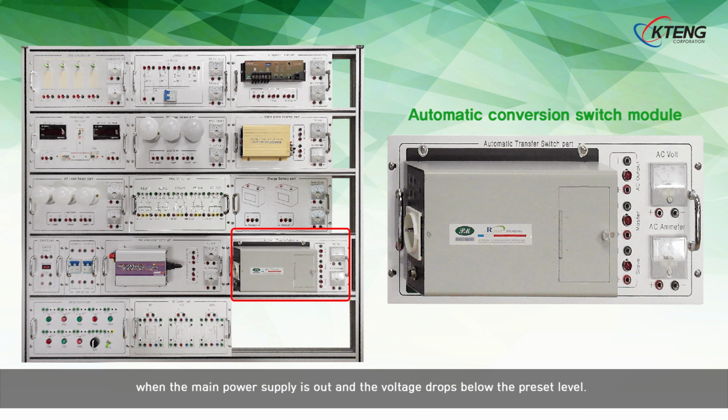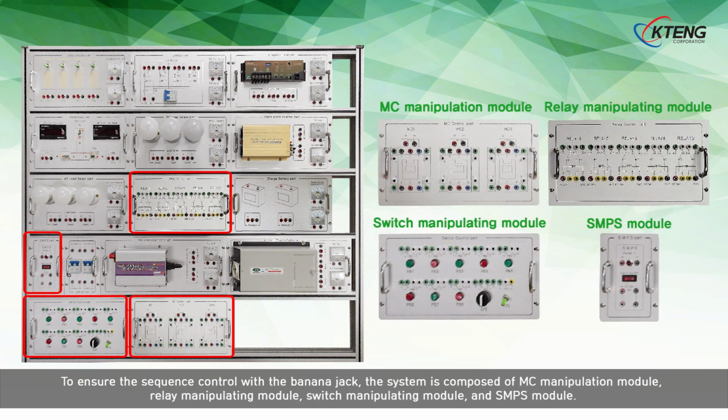below the preset level. To ensure the sequence control with the banana jack, the system is composed of MC manipulation module, relay manipulating module, switch manipulating module, and SMPS module.